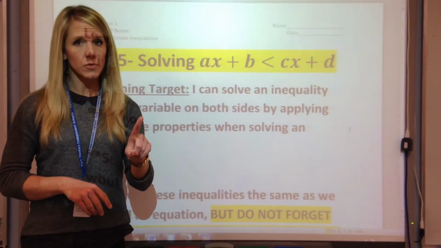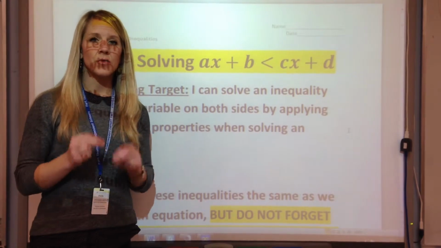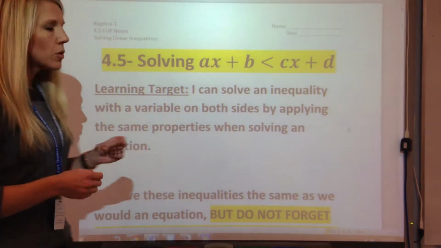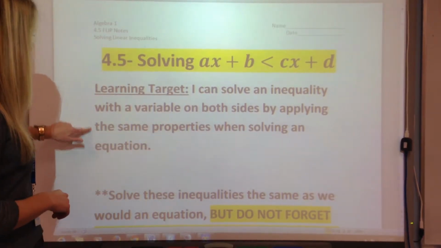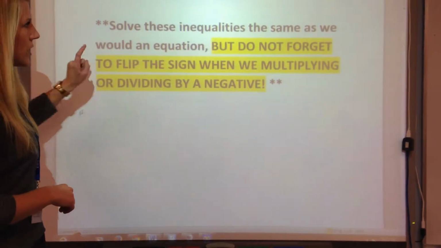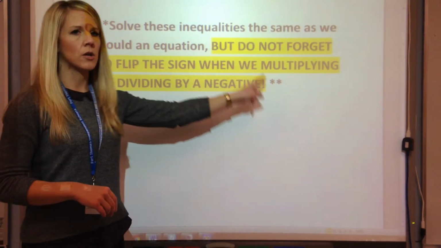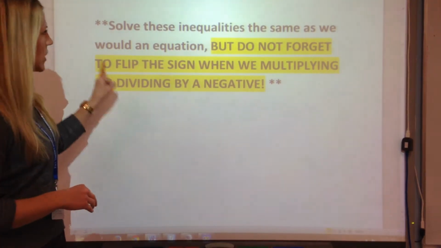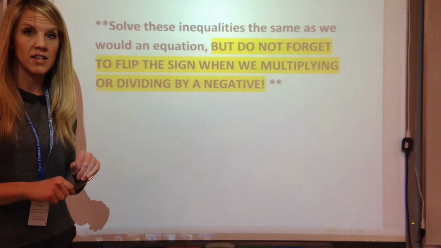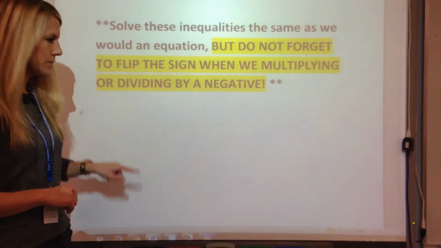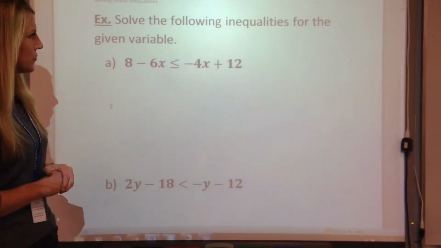There's just one huge difference, and that is if you multiply or divide by a negative, you must flip the sign. So again, you are taking your own notes today, so get the title written down, the learning target, and then also make sure you write this down, because this is the big difference between solving an equation and an inequality: when we multiply or divide by a negative, we must flip that sign. Everything else is the exact same though, so it's kind of a lot more review. So let's get started. We're going to be solving the inequalities for the given variable.